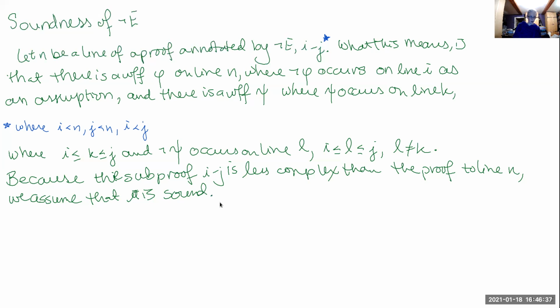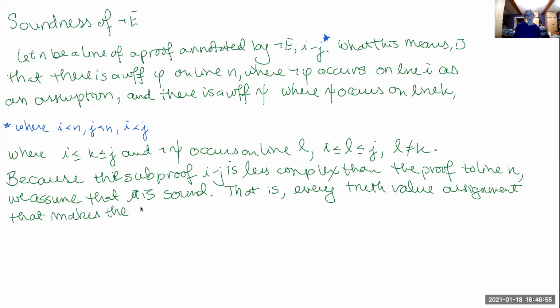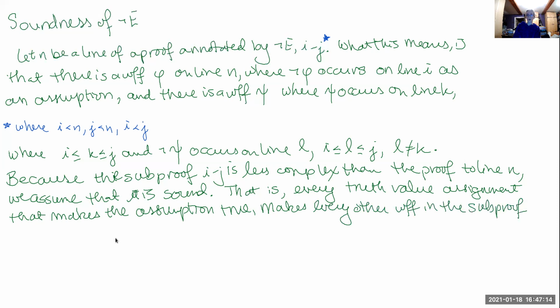But what it means to assume that this subproof is sound, that's the same thing as saying that every truth value assignment that makes the assumption true also makes every other well-formed formula in the subproof true as well.